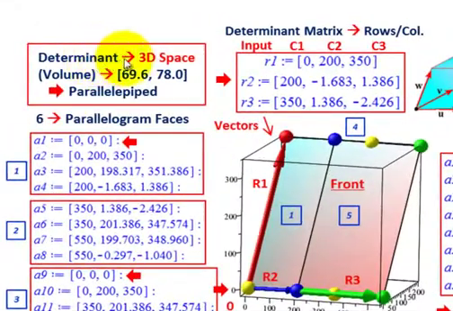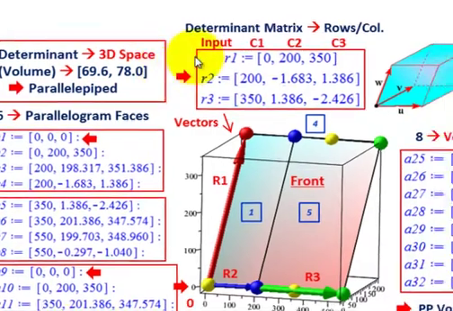Now we'll look at this determinant in terms of a 3D space or a volume at those specific points that we were working with: 69 units of material, 78 units of labor. And we're going to prove that the determinant value is equal to the volume of a parallelepiped. I'm using MapleSoft to define this parallelepiped and determine the volume of it.